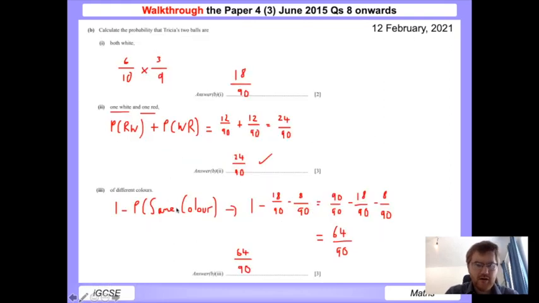So one thing I want to mention with this question is don't always think you have to do things always the same way. Look for opportunities to save yourself time. And this is a good opportunity. Think of different colours. Well, if I work out the probability of things being the same colour and do 1 minus that, I will get the answer much, much more quickly.